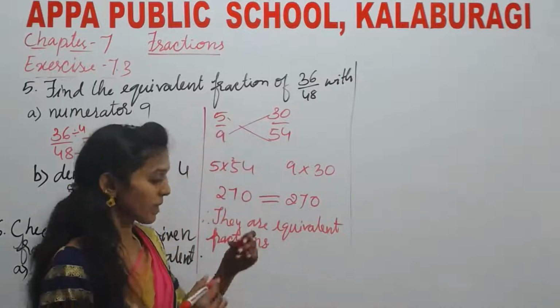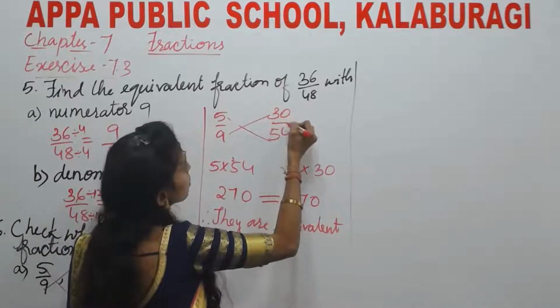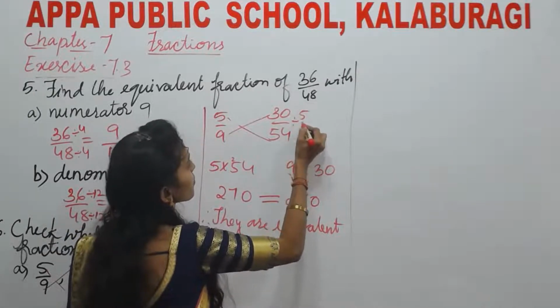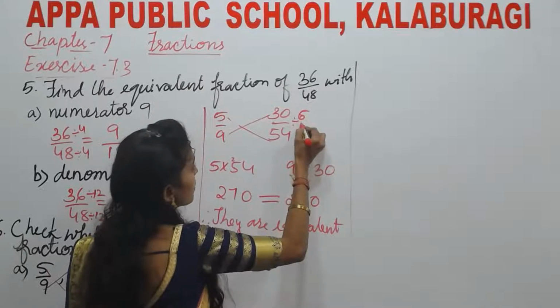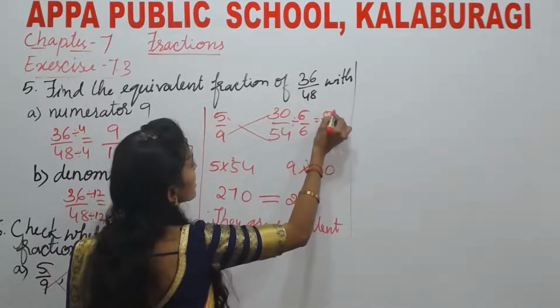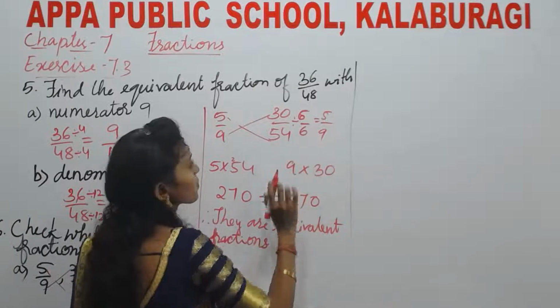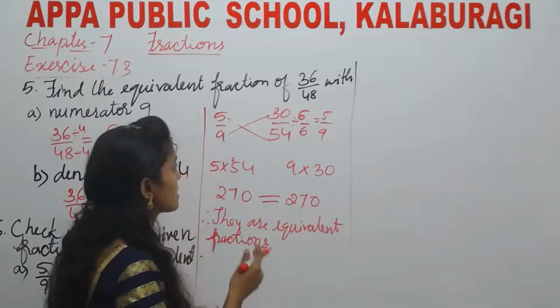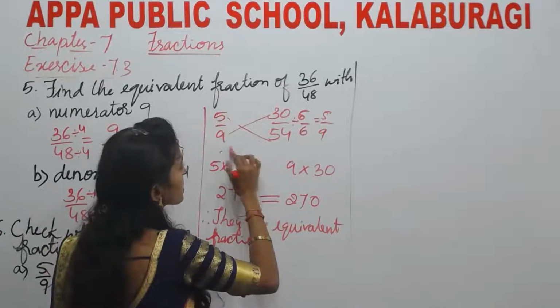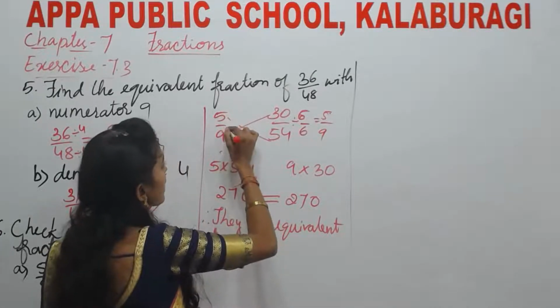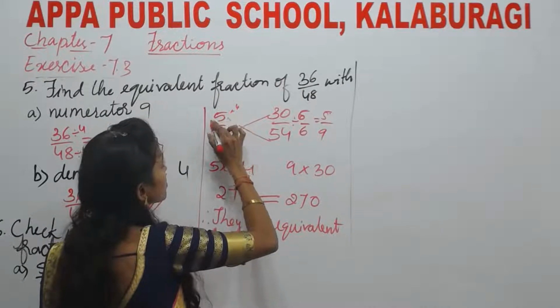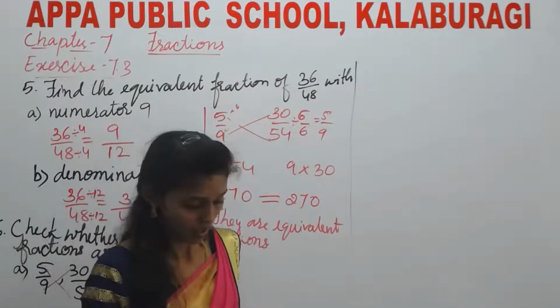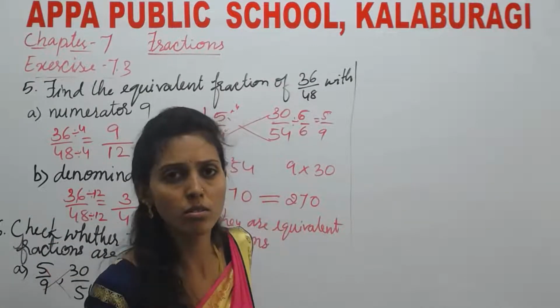Not only this method, you can simplify it. Both are divisible by 6. 6 fives are 30, 6 nines are 54. So both are equal. Or else make the denominator the same: 54 is the LCM, here 6 nines are 54, so 5 sixes are 30. You can use that method also, no issues at all.